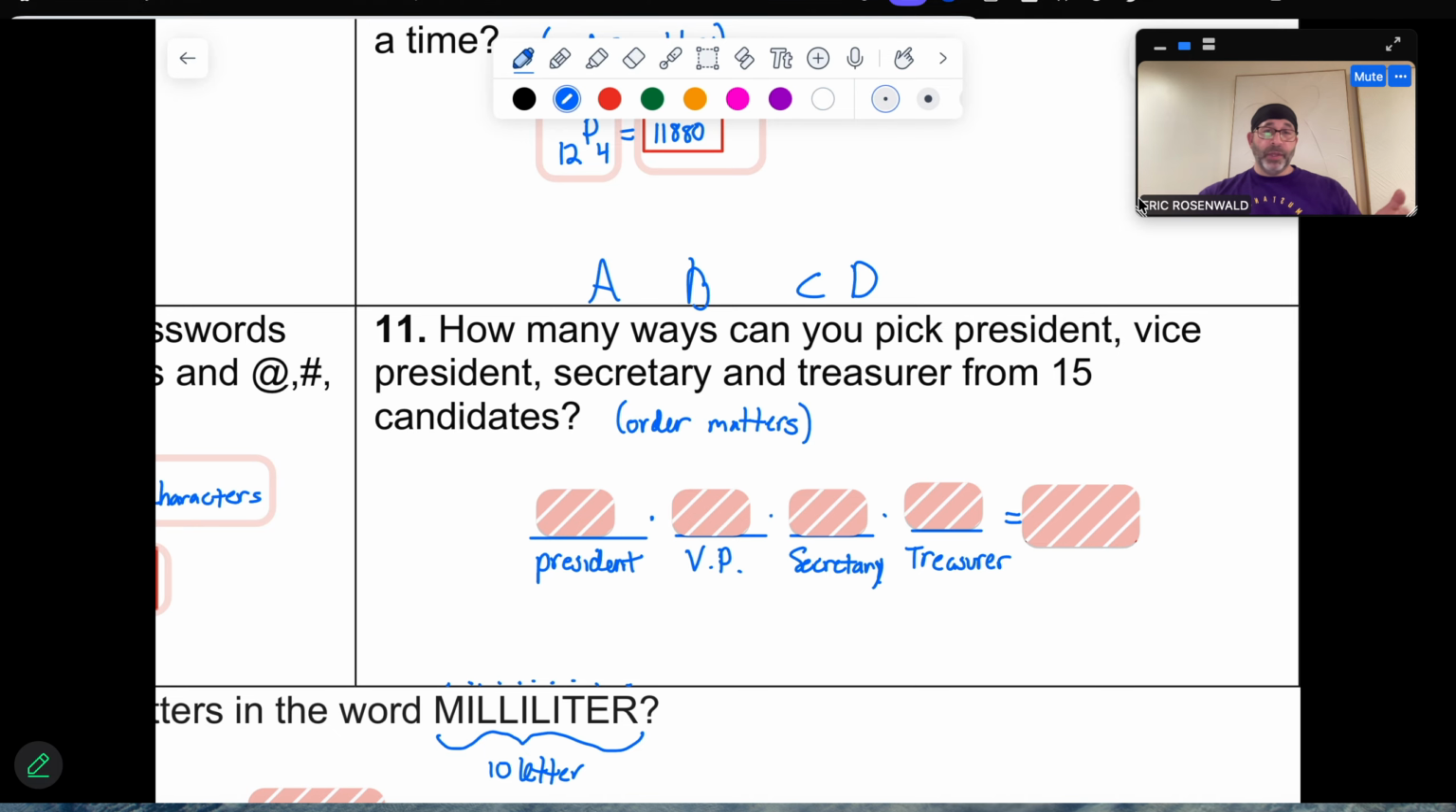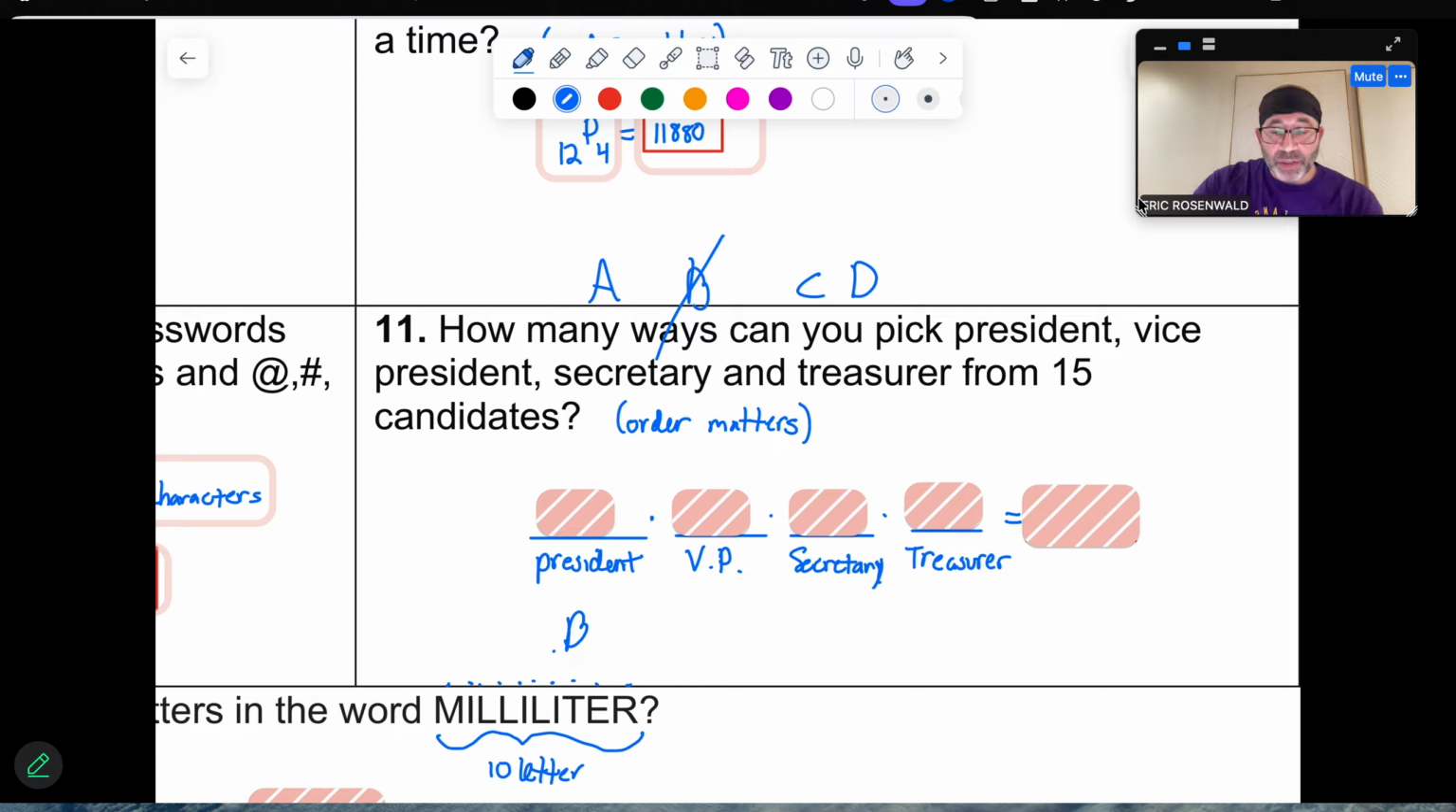Any one of these 4 people can become the president. So we'll just go ahead and pick this person. We'll make them the president now. Well, now that they're the president, they can't be the vice president. They can't be the secretary anymore. So the order that they get picked matters.